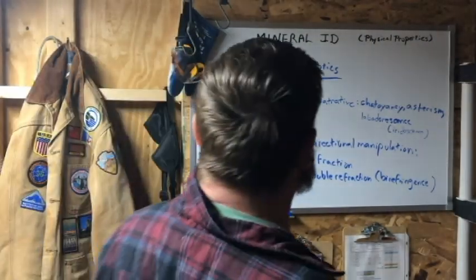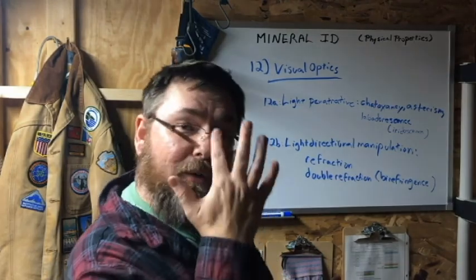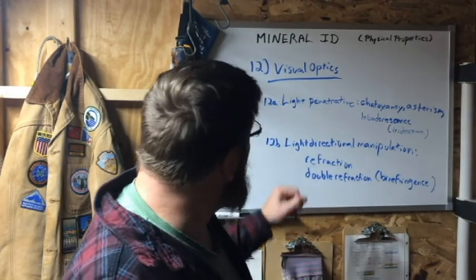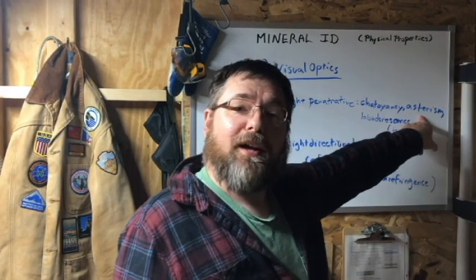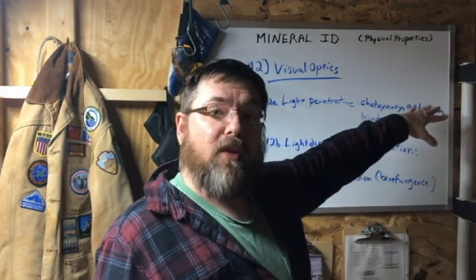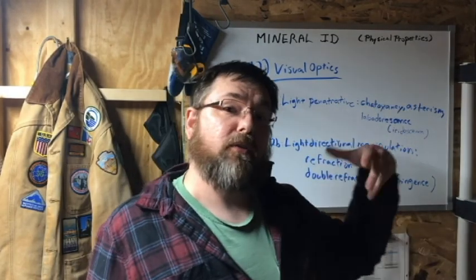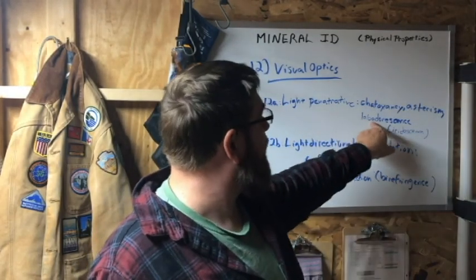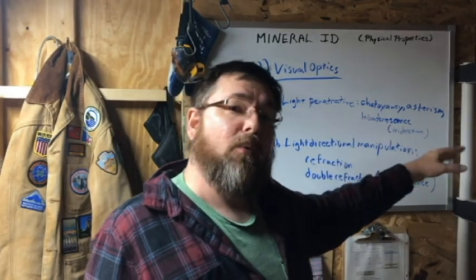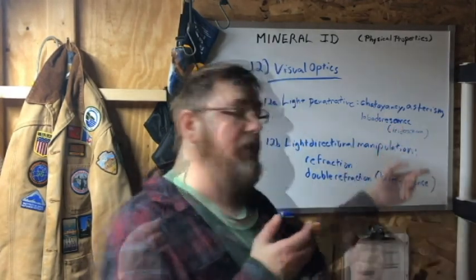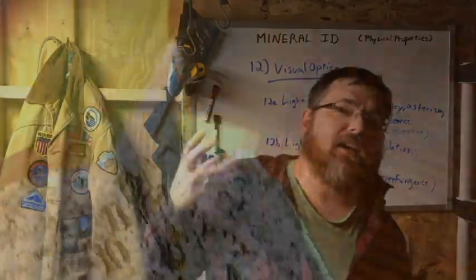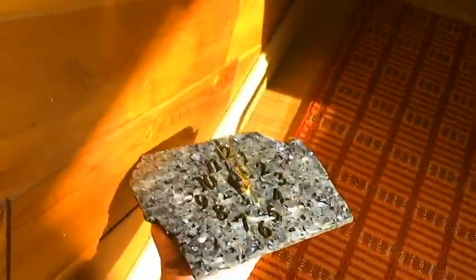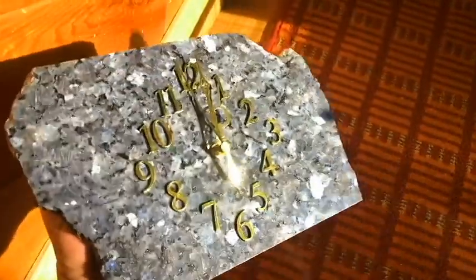Number 12, visual optics. Some of these are real useful, some are not. There's basically two parts. You have light penetrative. Don't worry about these first two. These are the three types of light penetrative visual optics you can use to classify a mineral, but the only one I have an example of is labradorescence, which is more commonly known as iridescence. The plagioclases that have almost no K-spar in them will tend to iridesce. And I have a clock made out of labradorite, hence where the word labradorescence comes from.